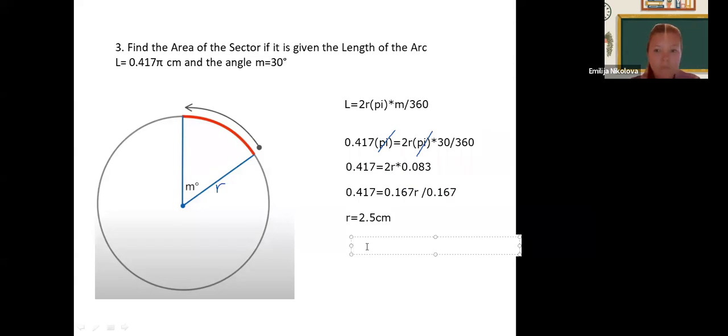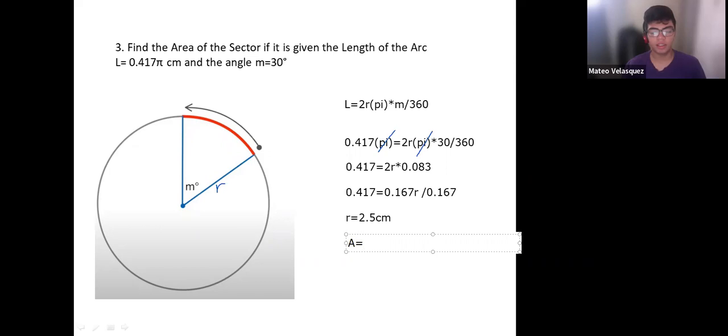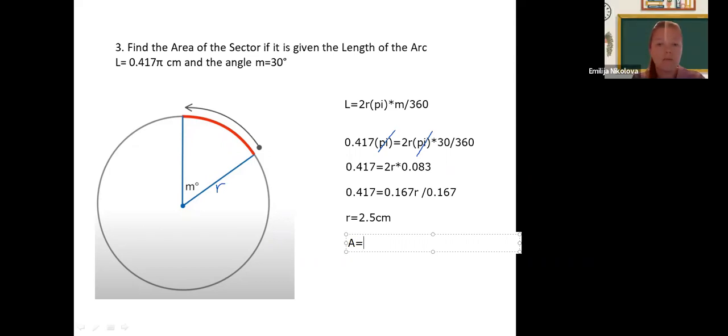So now, how was the formula? Does someone remember the formula, or do I just need to repeat it again? So again, the formula: the area of the circle, so r squared times pi, times the segment again. So the segment was m divided by 360.